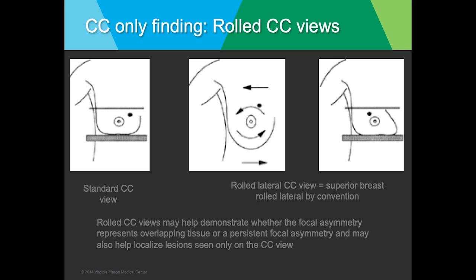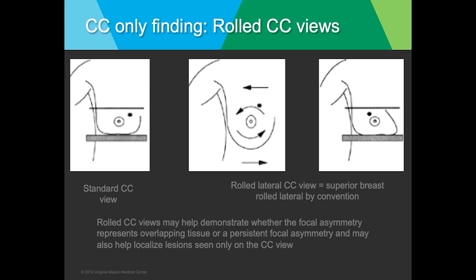Moving on to rolled CC views. These can help localize CC-only findings. By convention, the way the superior portion of the breast moves is how the image is named. For example, if the superior breast is rolled lateral, it is a rolled lateral view. If the superior breast is rolled medial, it is a rolled medial view. And I'll show an example of this.